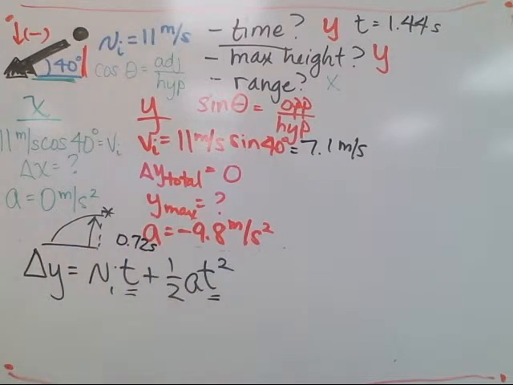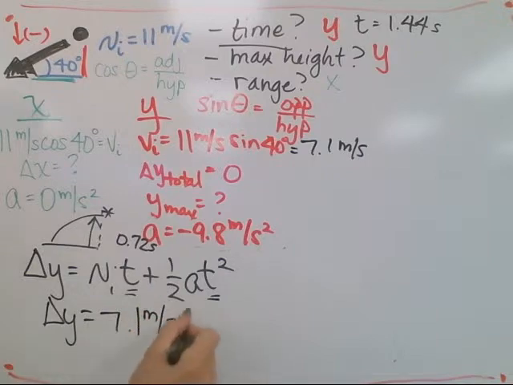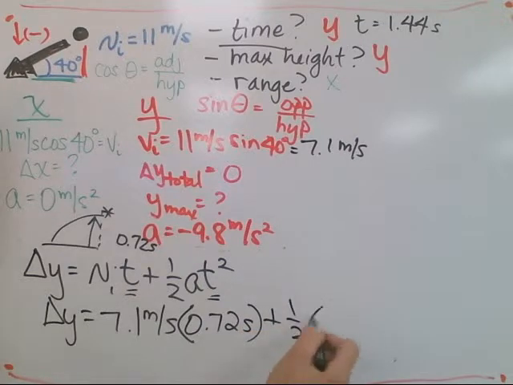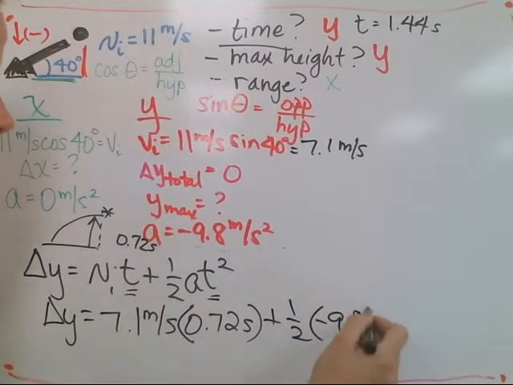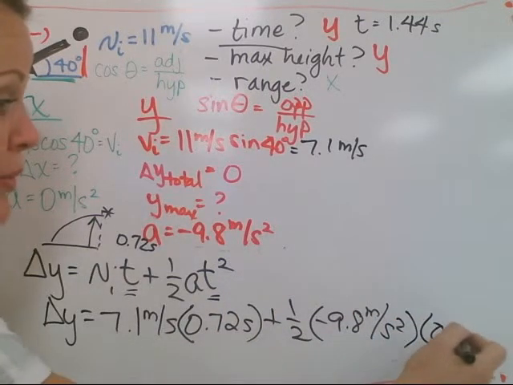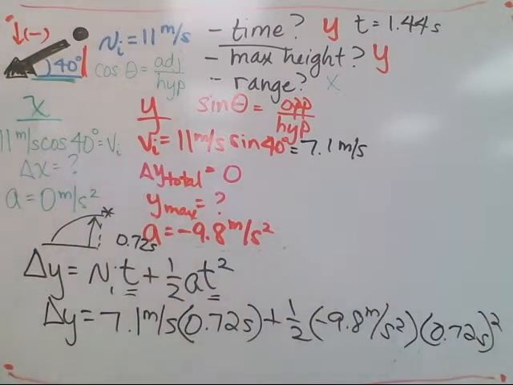So it's really important that you don't just start plugging and chugging different numbers in different places. You really have to understand what's going on with the motion and break it up into its different parts. So now I'm going to plug in for, actually we're solving for delta y. Our initial velocity is still 7.1 meters per second. We're going to multiply by 0.72 seconds plus 1/2 times the acceleration, negative 9.8 meters per second squared, times time squared, 0.72 seconds squared. All right, let's go ahead and plug that into our calculator.